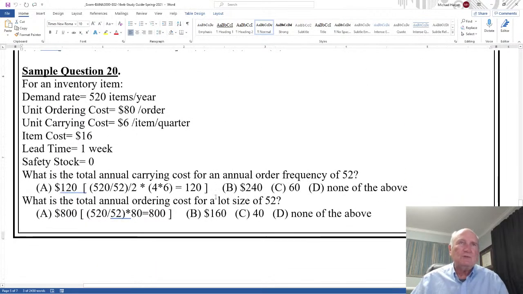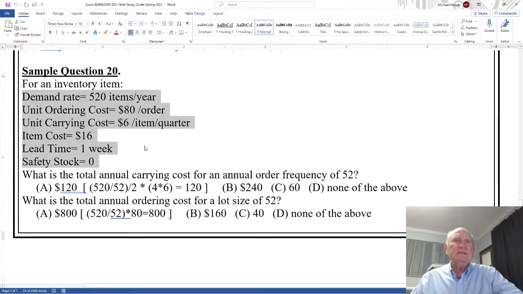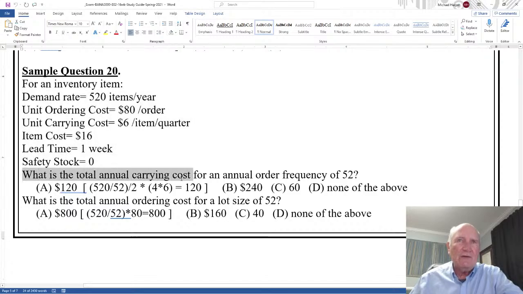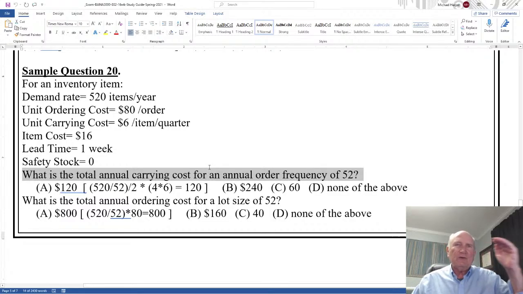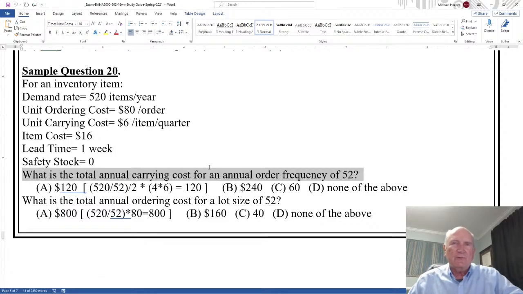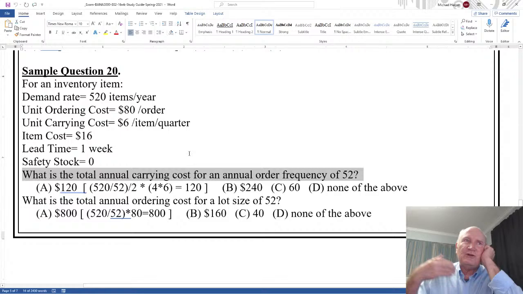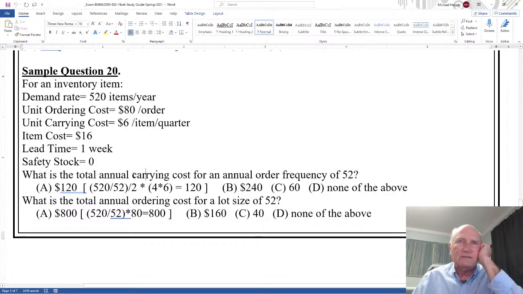Now, sample question number 20. Again, I give this information, and then I say, what is the total annual carrying cost for an annual order frequency of 52? So for question number 20, I give you EOQ, ROP, you plug and crank to do the arithmetic. But for sample 20, you have to do more than one step. You have to do a couple of steps, okay, to make sure that people know how to put these things together. Okay, the annual carrying cost for an order frequency.